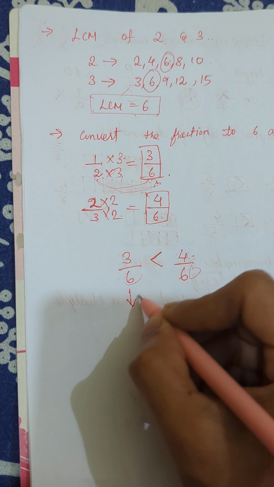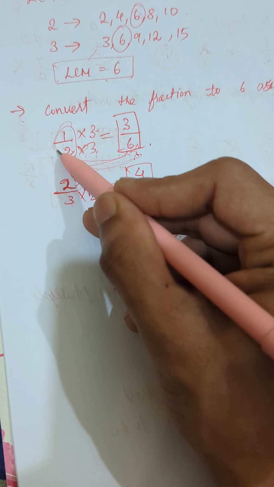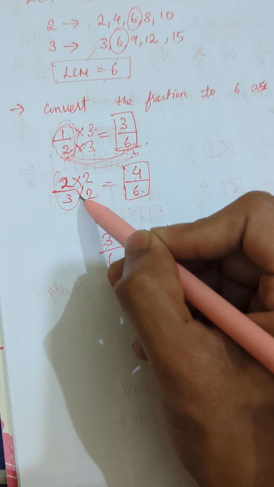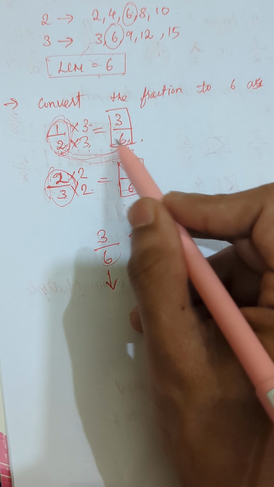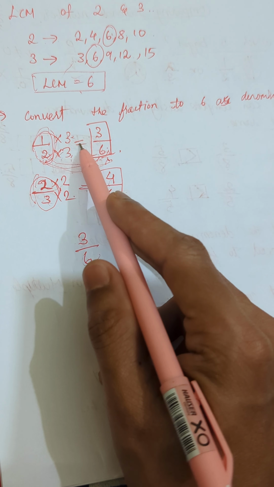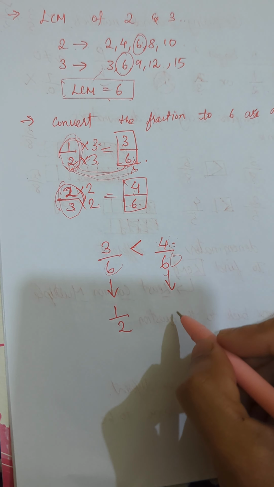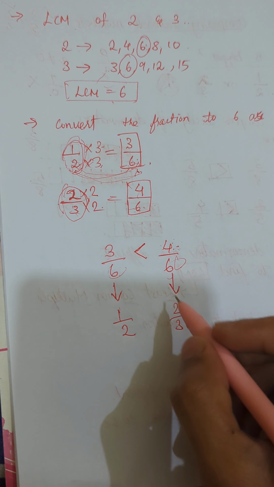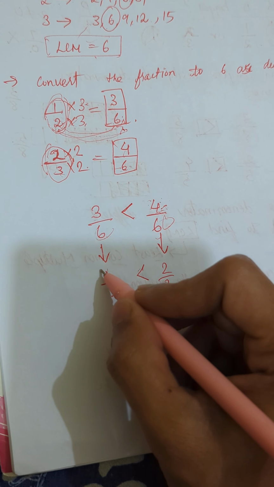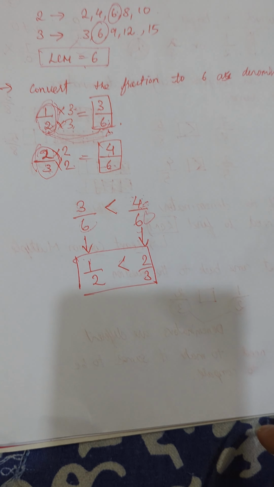What was 3 by 6 originally? Originally it was 1 by 2, right? And 4 by 6 was originally 2 by 3. We changed it like this. So let's write the original value of 3 by 6. 3 by 6 is 1 by 2. And what is 4 by 6? 4 by 6 is 2 by 3. Now we know that since 4 by 6 is bigger, 2 by 3 will be bigger than 1 by 2. Hence we compare.